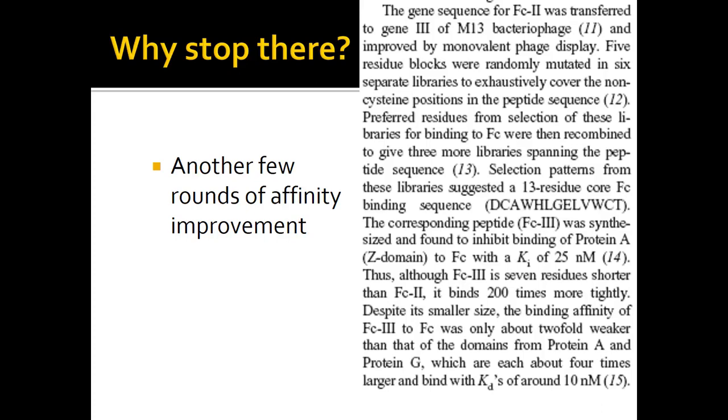Despite its smaller size, if you compare the affinity, it's only about 2-fold weaker, only slightly weaker than the affinity of protein A and protein G domains, which are each about 4 times larger, and they bind with KDs around 10 nanomolar. So in other words, the bacterially evolved proteins that the bacteria depend on to bind FC, 10 nanomolar. With this random thing, they got down to 25 nanomolar. And if you look at the math, the fact that it's smaller also means that they bind pretty much about the same, because size matters for these calculations. Okay.